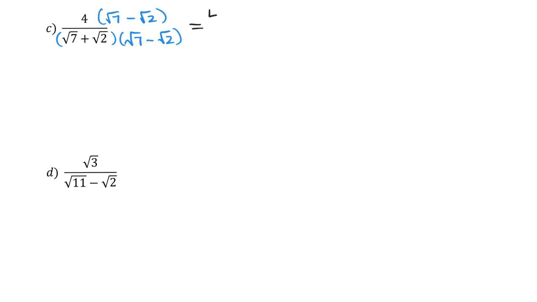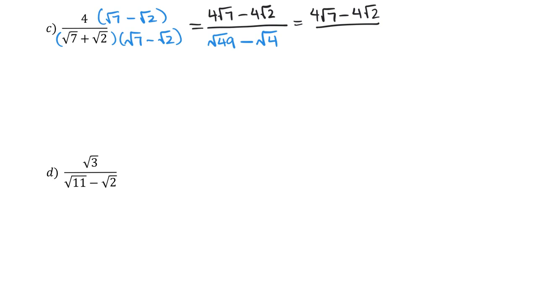I get 4 root 7 minus 4 root 2. I could leave it factored actually. Okay, if I do root 7 times root 7, I get root 49. The middle terms are going to cancel. Minus, if I do root 2 times root 2, I get root 4. That's 7 minus 2, which is going to give me a nice denominator of 5.